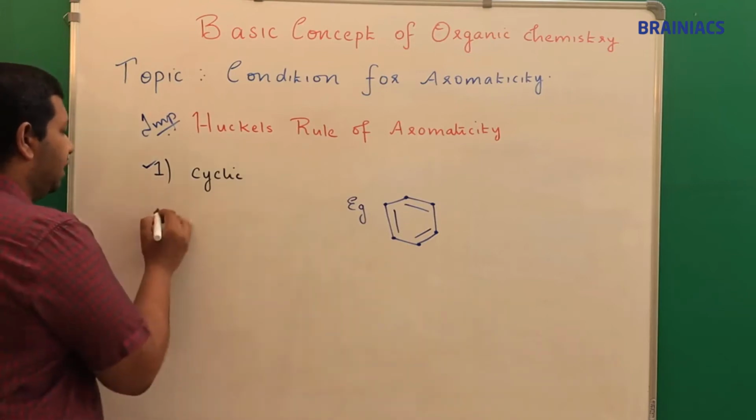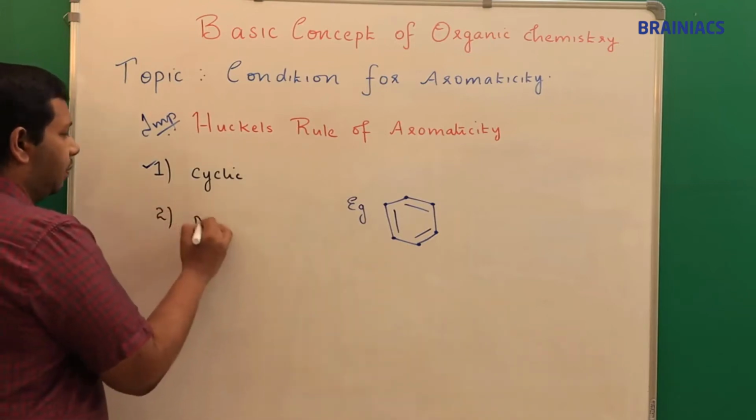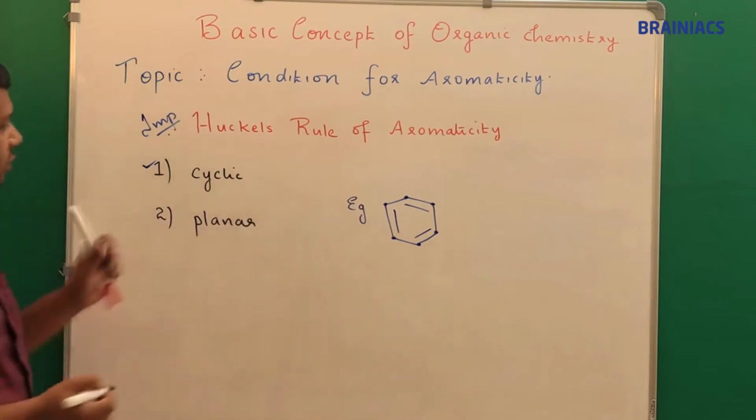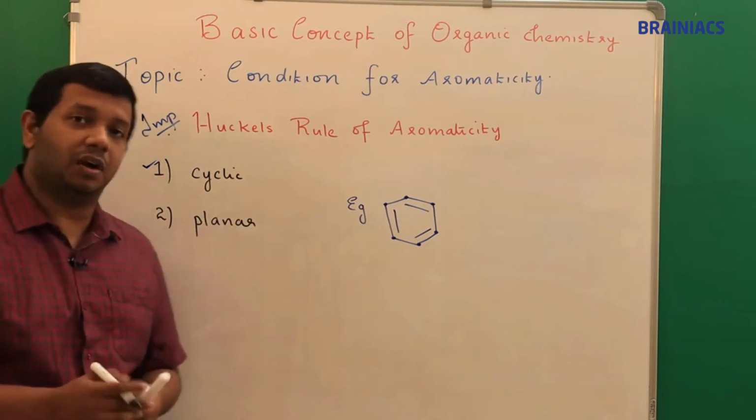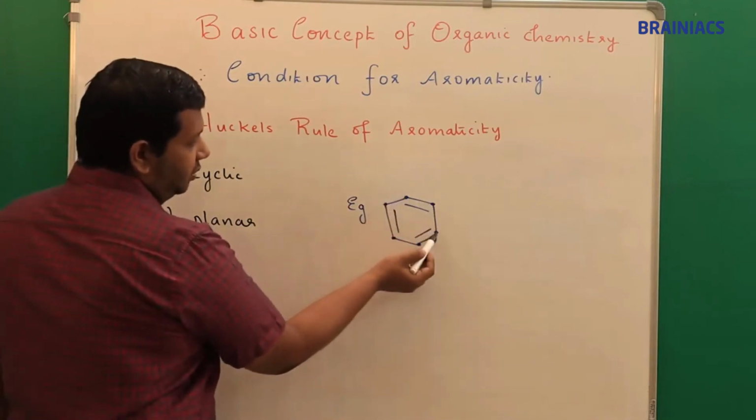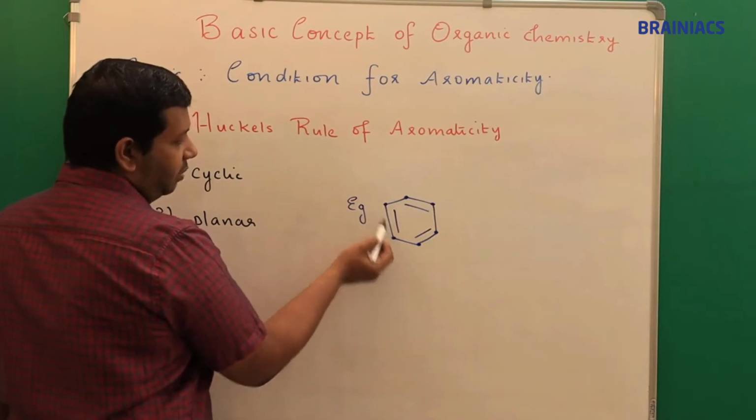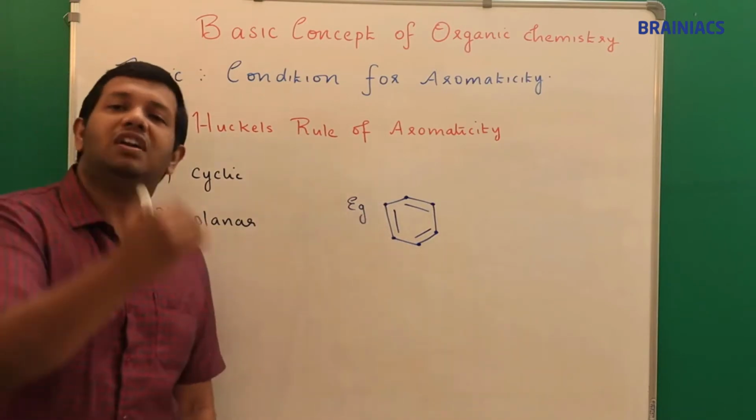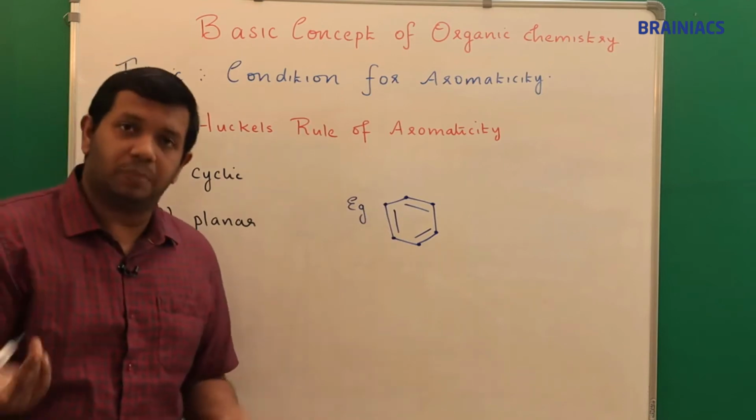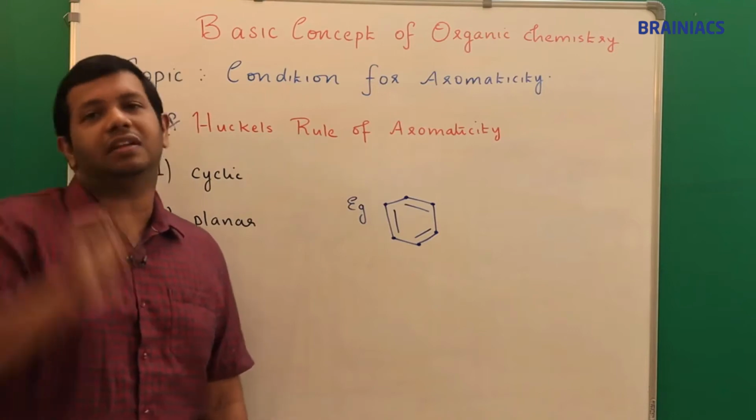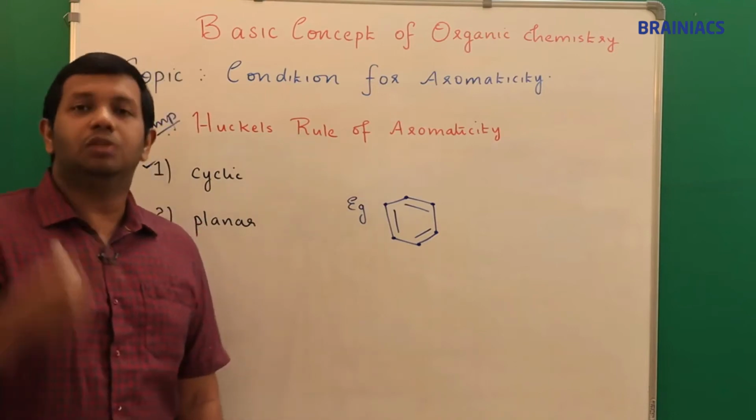Now the next criterion to check whether the given compound is aromatic or not is planarity. Planarity means the ring structure, all these six carbons, should lie in one single plane. It can be a horizontal plane, it can be a vertical plane, whatever it be, but it should all be in one single plane. Understood?